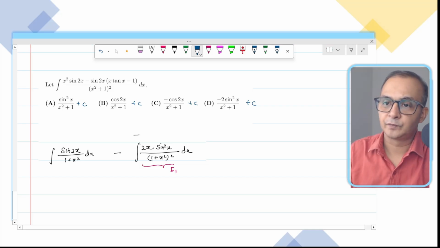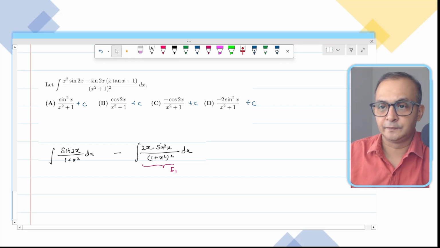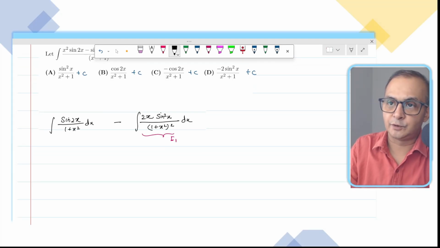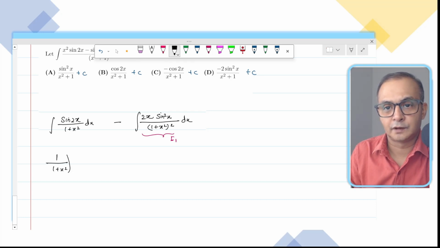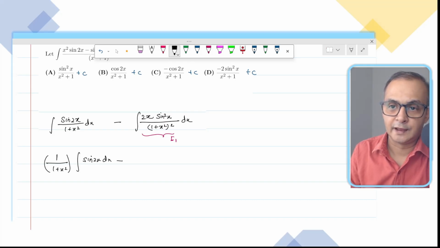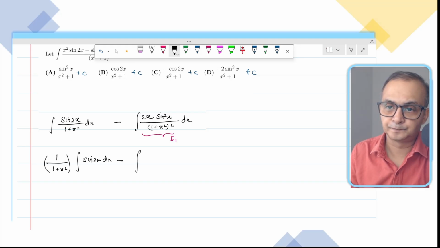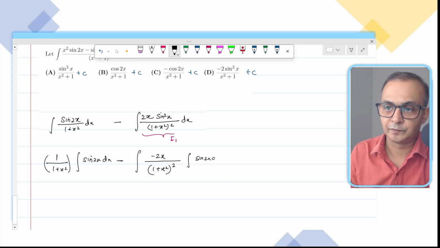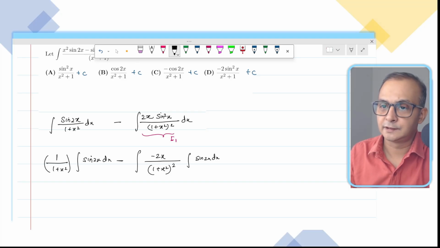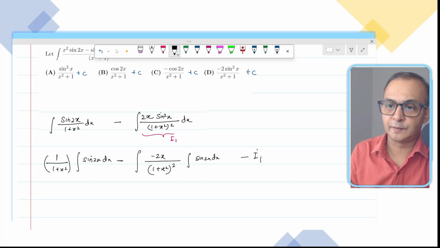Now, my point is why we do so long. Let's try this way. We know the process is the same. I have to apply the integration by parts here. So I'm taking 1 by (1 + x²) at the first, and I have to integrate sin 2x. And again, minus sign, and the same thing I have to do. Derivative of this is going to be minus 2x divided by (1 + x²) the whole square, and then the integration of sin 2x dx. And here there is a minus sign with I1. And this minus will become plus.